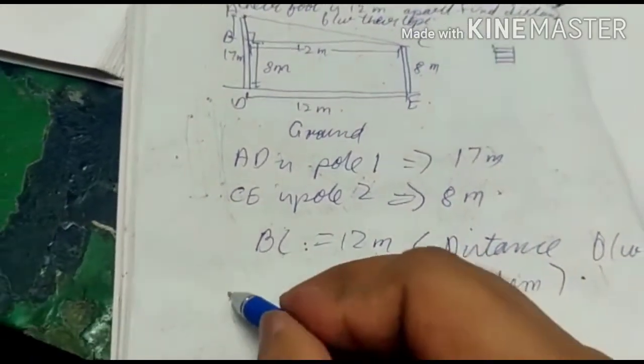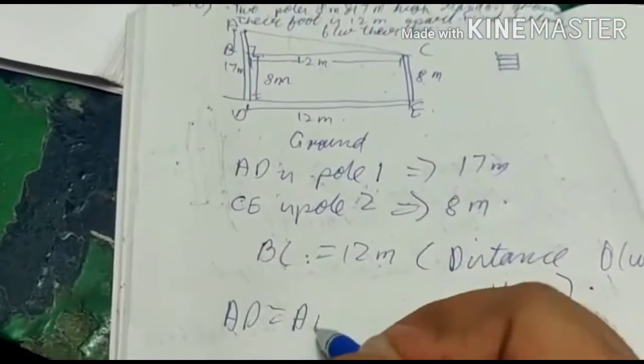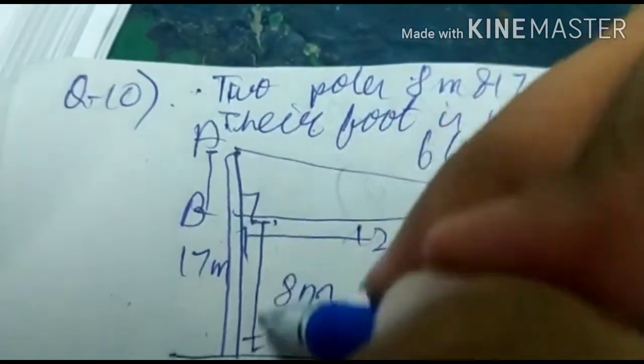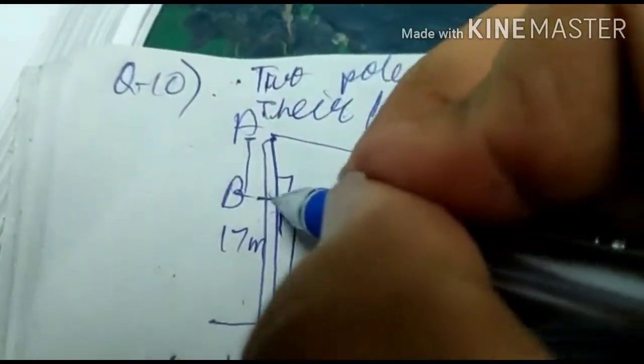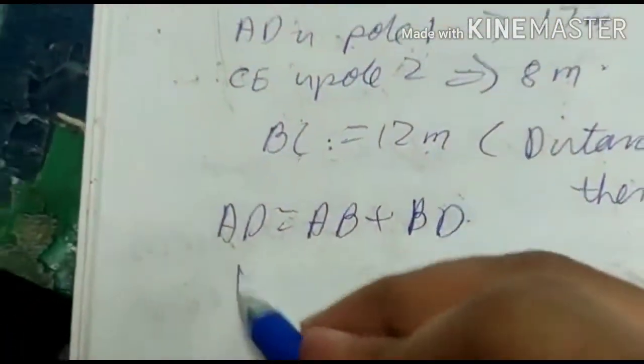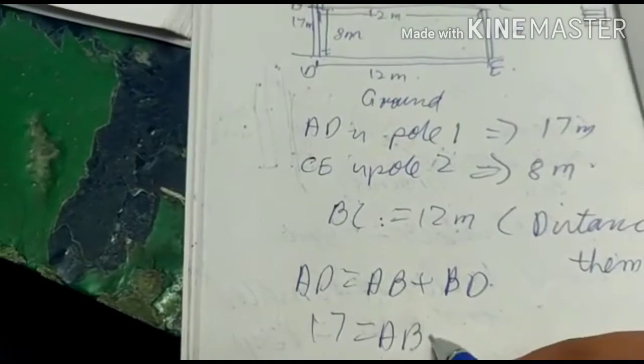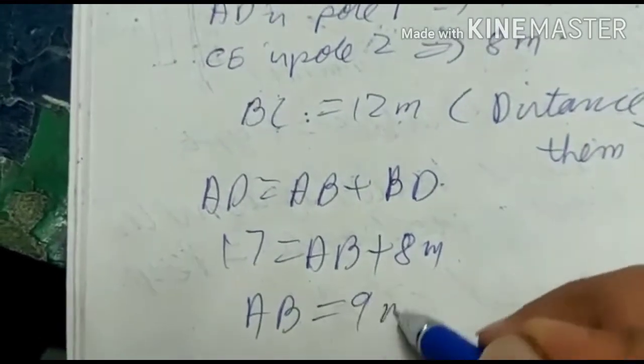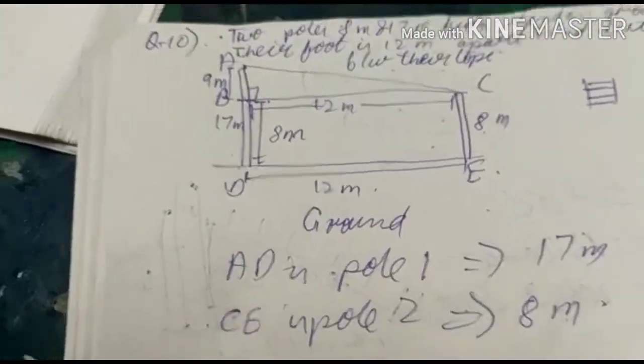So here AD is equal to AB plus BD. How? This AD is divided into two portions, one this and one this. So this whole 17 meter equals AB plus BD. BD is 8 meter, so AB here is 9 meters. So this is 9 meter. Okay, so here AB is given 9 meters.